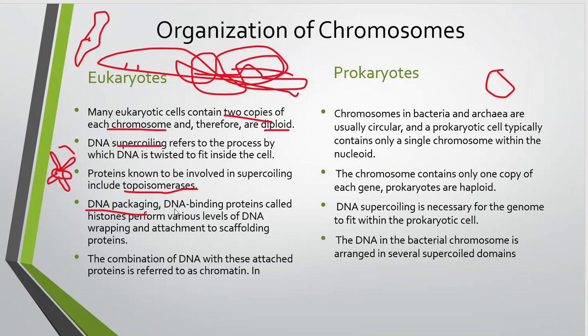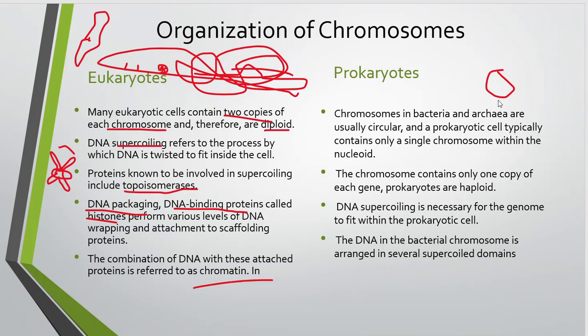DNA packaging, the DNA binding proteins, these guys are called histones. Even when these guys are spread out, every so often there are histones that the DNA wraps around. Chromatin we've already talked about.